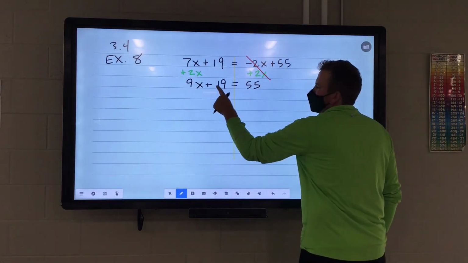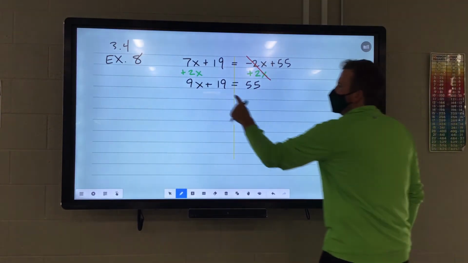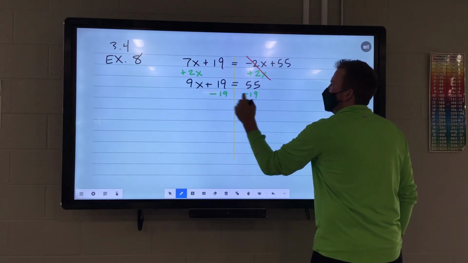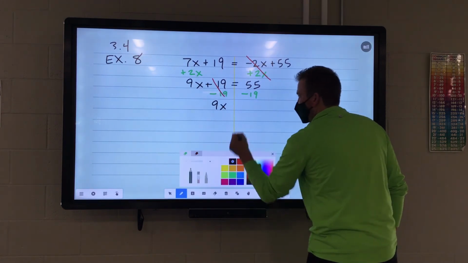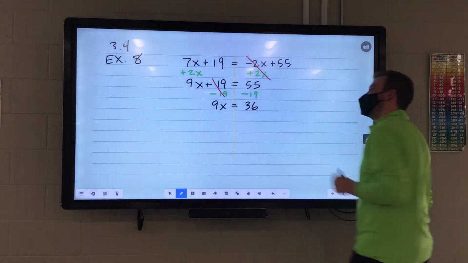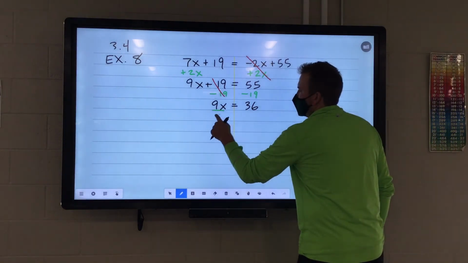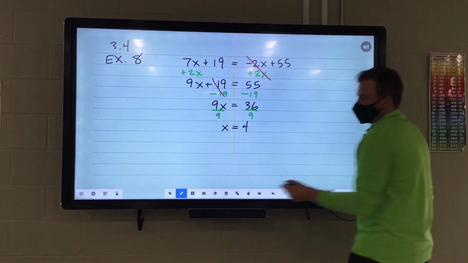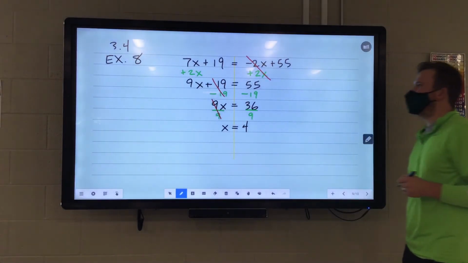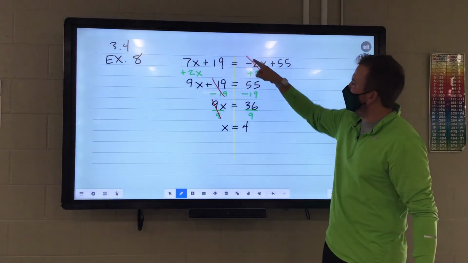Again, we have two operations happening to x. We're multiplying it by 9, we're adding 19. Let's start by getting rid of that addition. I'm going to subtract 19 from both sides, leaving me with 9x, because that 19 cancels out, is equal to 36. We then divide both sides by 9. We get x is equal to 4. So, if we have variables on both sides, just move it to the other side by canceling it out on one of the sides.